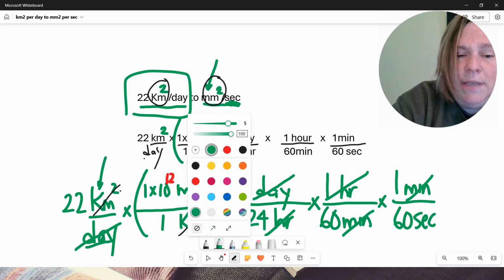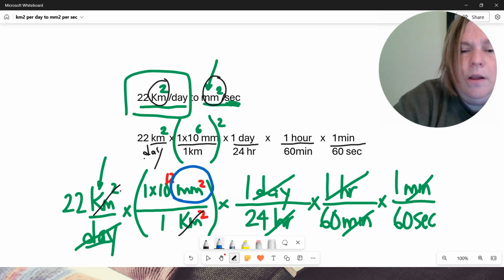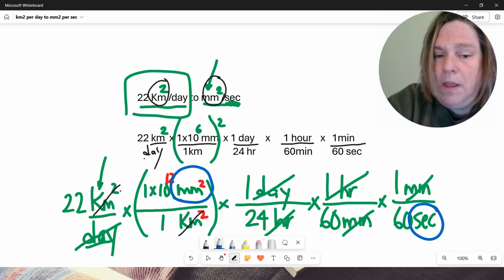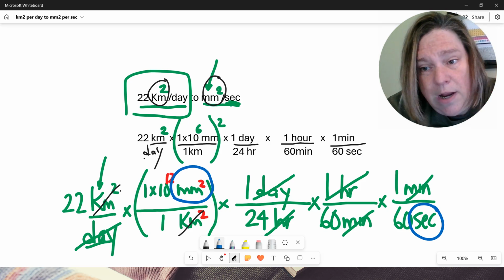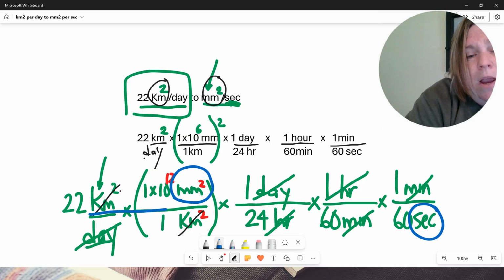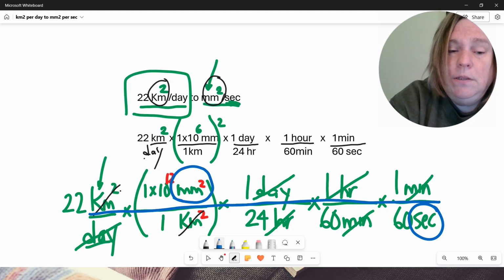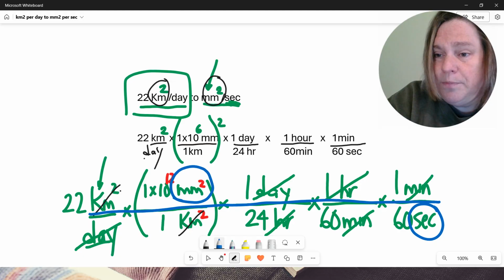I know this problem is set up properly because if we just do a check here, I have millimeter squared not crossed out, and I have second not crossed out. Millimeter squared is in the numerator, second is in the denominator. So to solve this problem, I'm going to take my calculator and multiply across the numerator. So I'm going to take 22 times 1 times 10 to the 12th times 1 times 1 times 1.